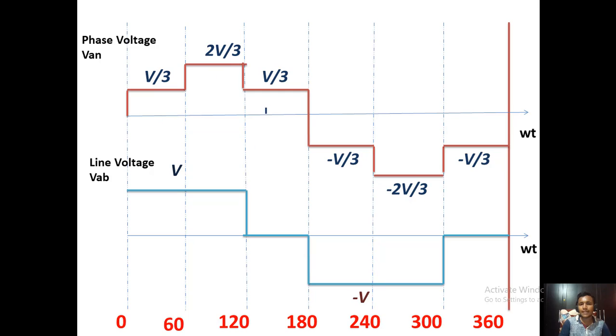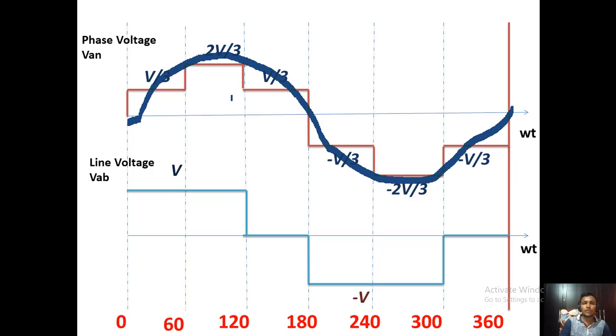So here is a step waveform. It is also called a 6-step inverter, and you can see the final average value is a sinusoidal AC supply. Okay, so you can get a sinusoidal in step manner. So you can get a 3-phase. Okay, we have only drawn the phase voltage VAN. You can also draw the phase voltages VBN and VCN.